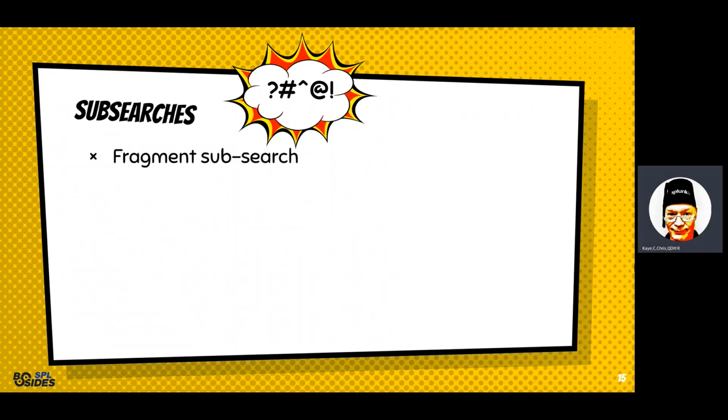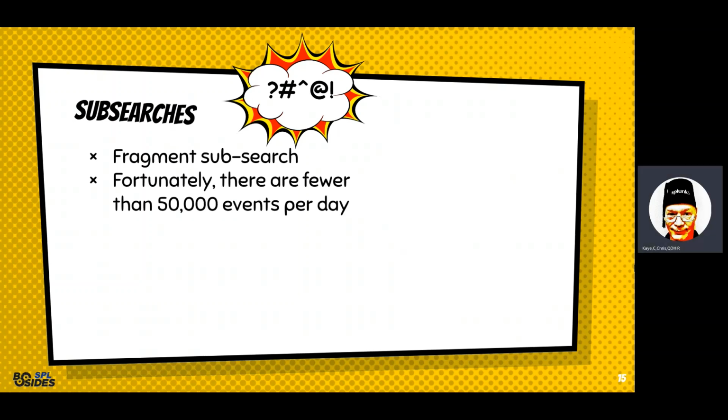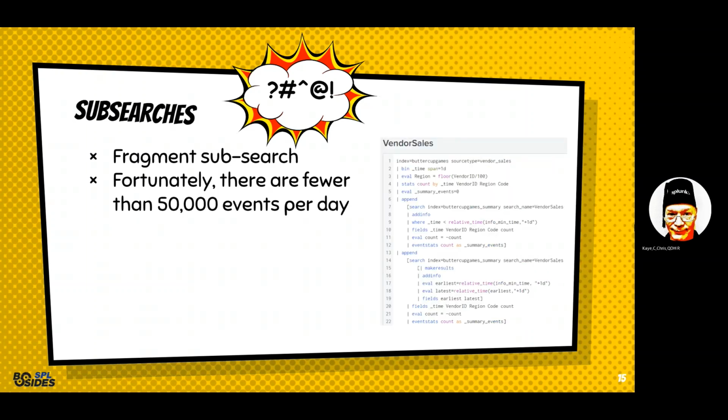Another thing we could do is to fragment the subsearch such that the fragments have fewer than 50,000 events. Fortunately, in this instance, the way I've set the data up, there are fewer than 50,000 statistics events per day. Therefore, I can fragment the subsearch into daily chunks so that each chunk contains fewer than 50,000 events. Now, there are a couple of ways of doing this.